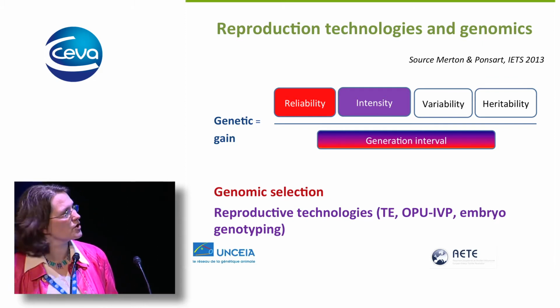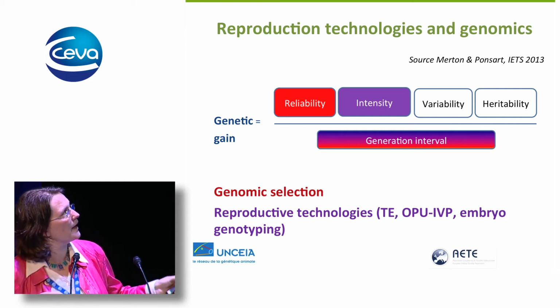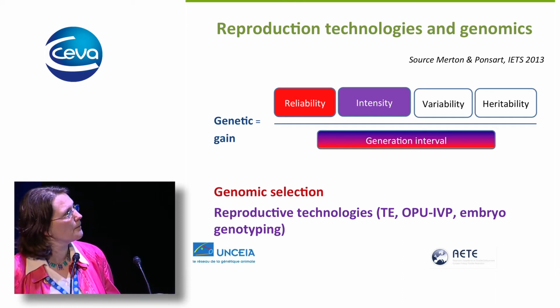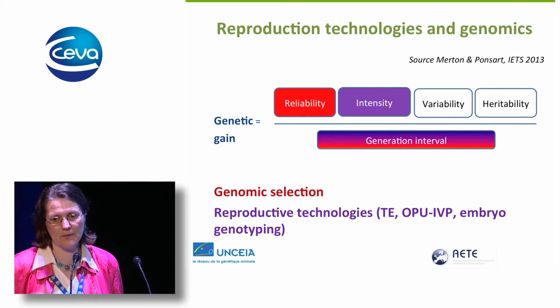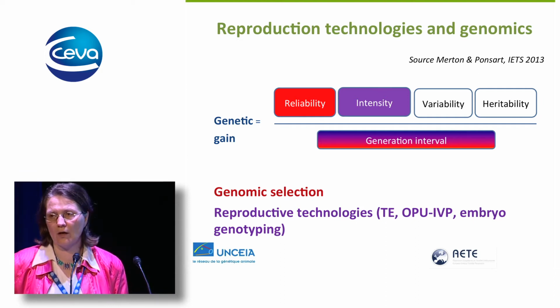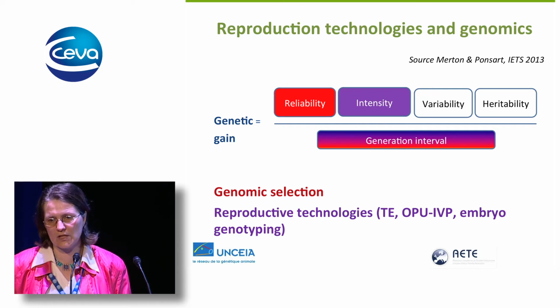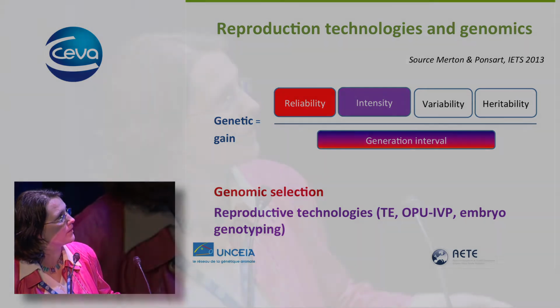So if you use genomic selection, we increase the genetic gain by acting on an increased reliability, as I explained to you at the beginning, but we also have an impact on the generation interval because, as I explained to you before with the progeny testing, we knew the potential of animals when they were 5 or 6 years old, and now we know the potential of the animal at birth. So it's a huge impact on the generation interval.